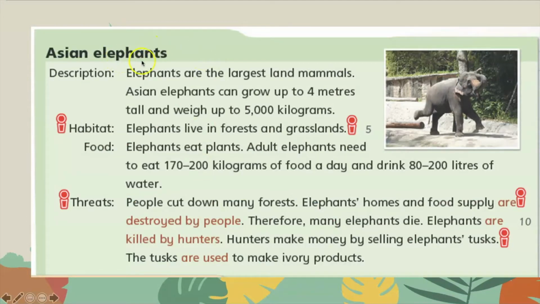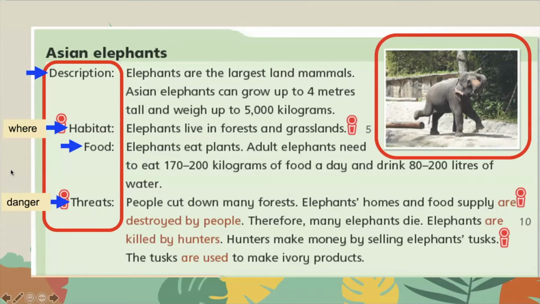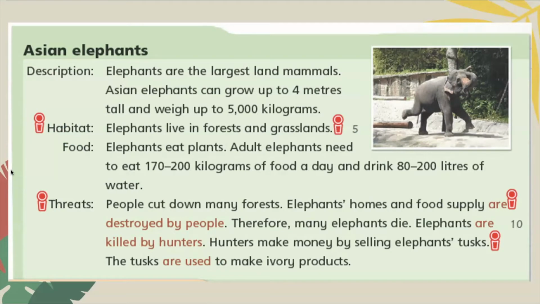It is about Asian elephants. So we have 4 subheadings here. The description, which tells us what elephants are like. And then we have habitat, which is about where they live. Food, what the Asian elephants eat. And threats, which means the danger that they are facing. We also have a picture of an Asian elephant, which gives us a better understanding of what it looks like. So, let's look at the fact sheets one by one.